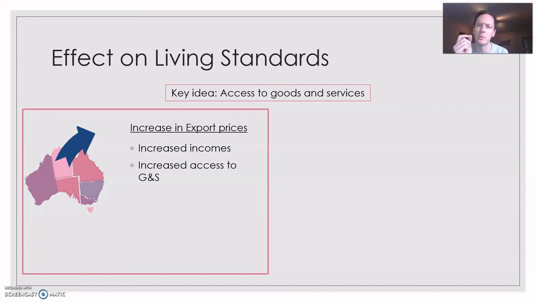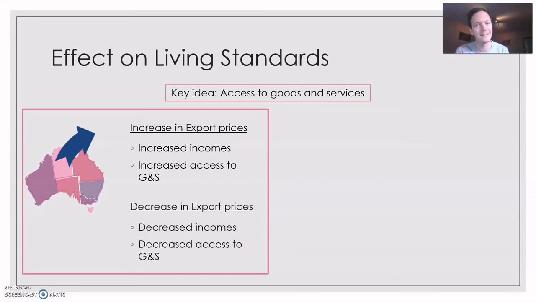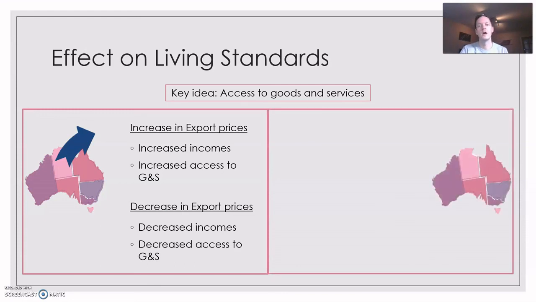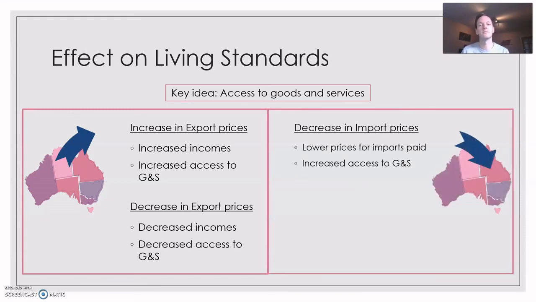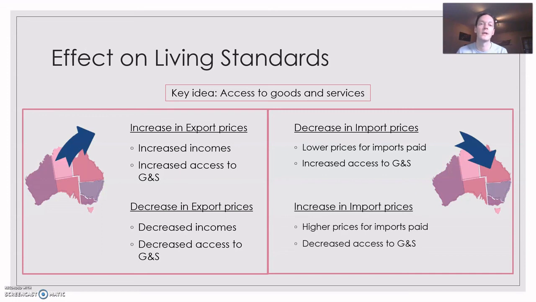What do you think happens when export prices fall? I'm hoping you said there is decreased incomes and therefore decreased access to goods and services. This one's a little bit different on the import side, so we're just going to go generally as consumers. I'm going to stay on the consumer side here because I think it's easier. When import prices fall, you can buy more stuff. If something was $1 and now it's 50 cents, you can buy twice as much stuff. And so there's an increased access to goods and services. And the opposite is true when import prices rise.